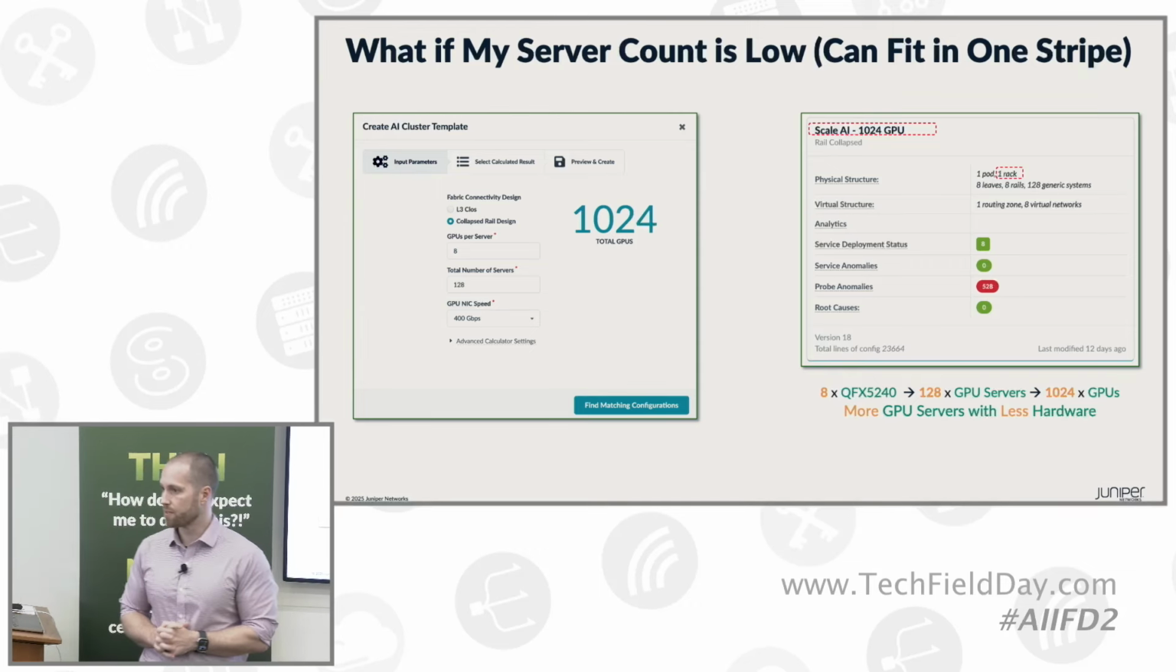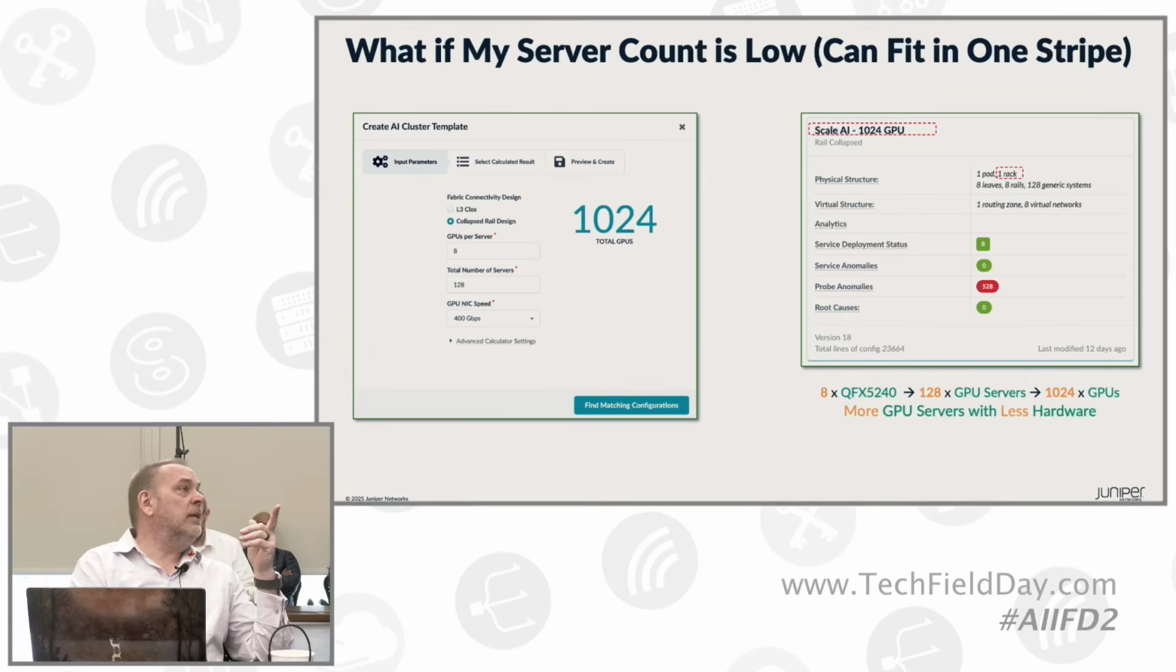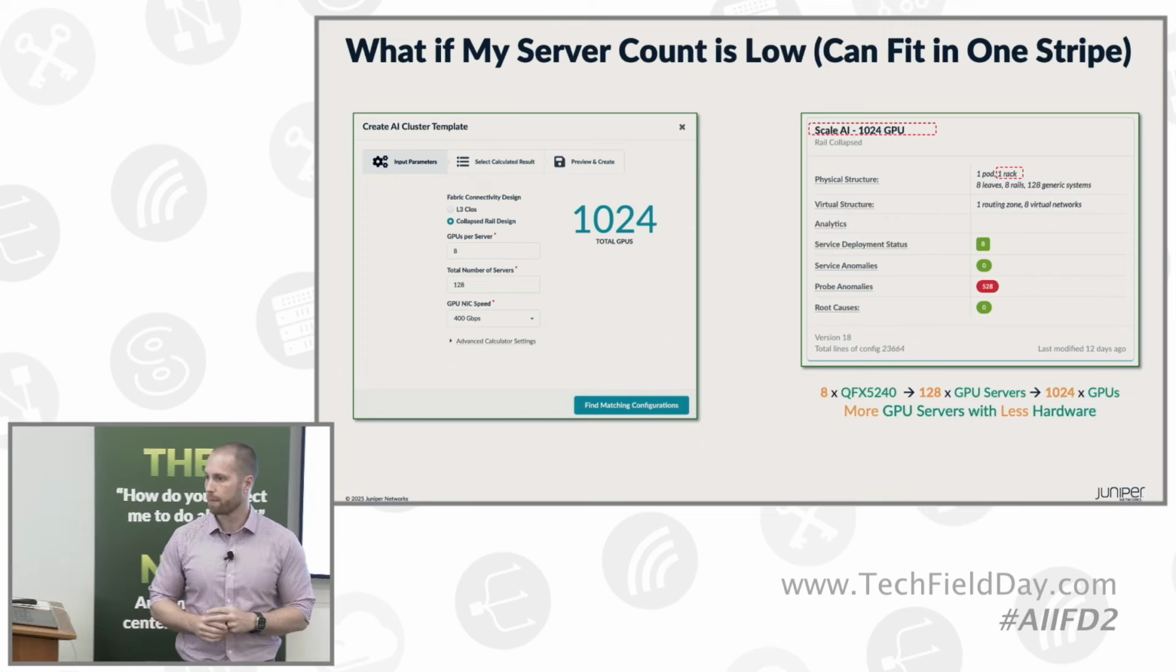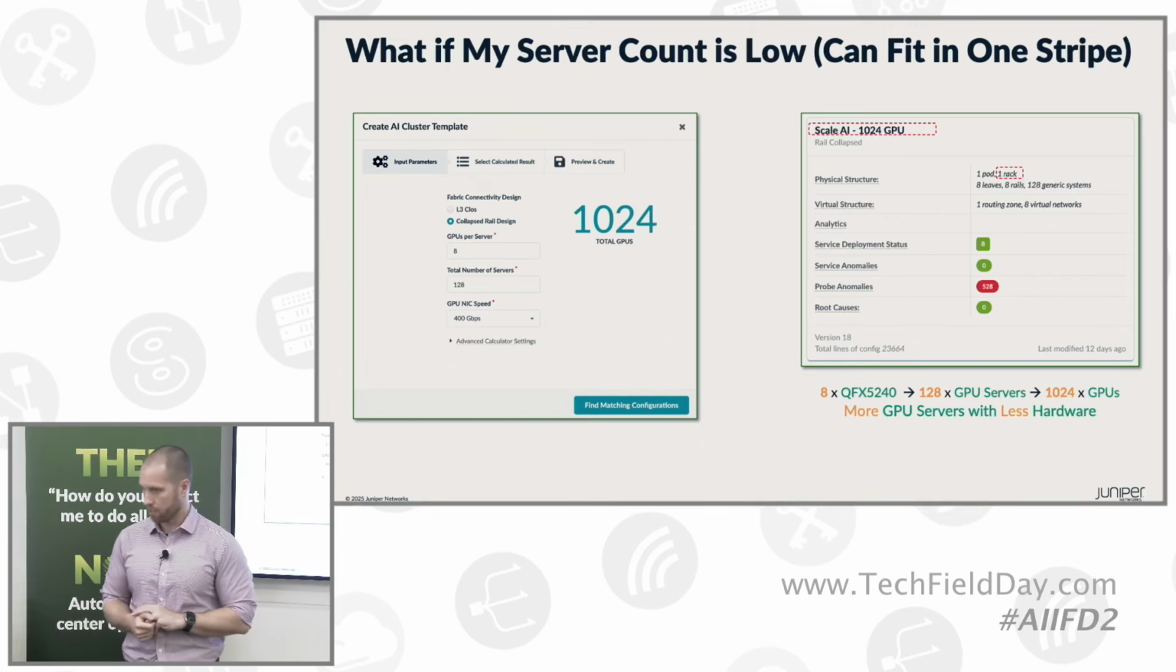Yes. So you have L3 Clos and collapsed rail, no straight rail or rail optimized, or is that what Clos is, rail? Clos is rail. Okay. Yeah. So no straight Clos in the solution. Okay. Yeah.